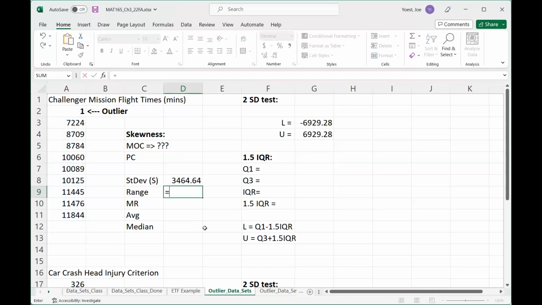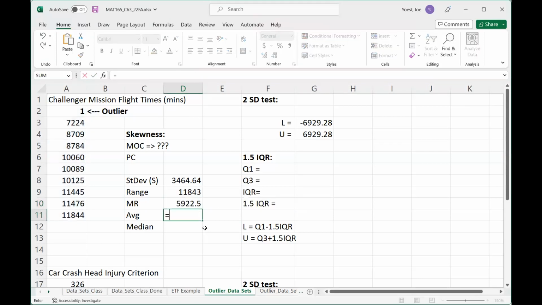the range is the max minus the min. The mid-range is the average of the max and the min. So I want max plus min over 2, but max plus min has to be in parentheses. So max plus min, I open the parentheses, I need to close the parentheses, and then over 2 for my mid-range.